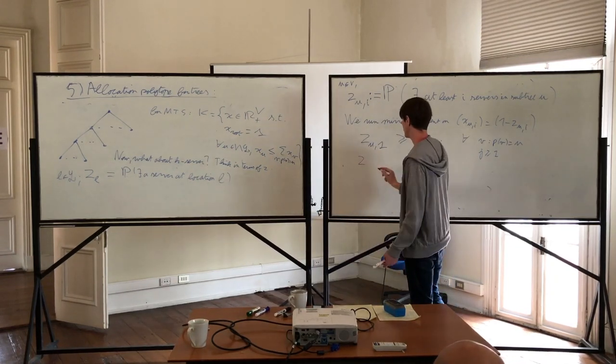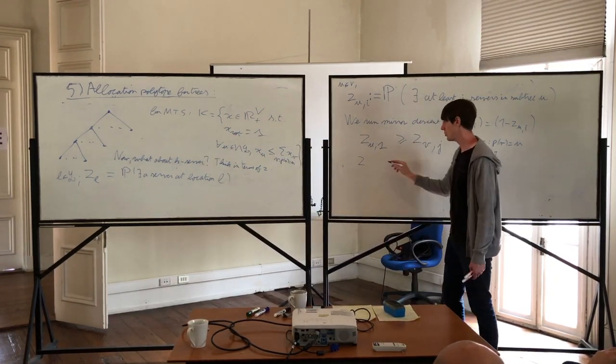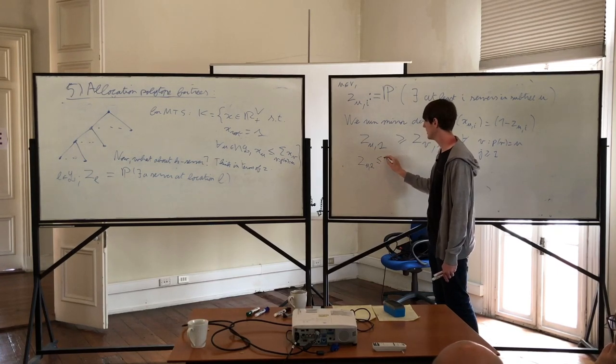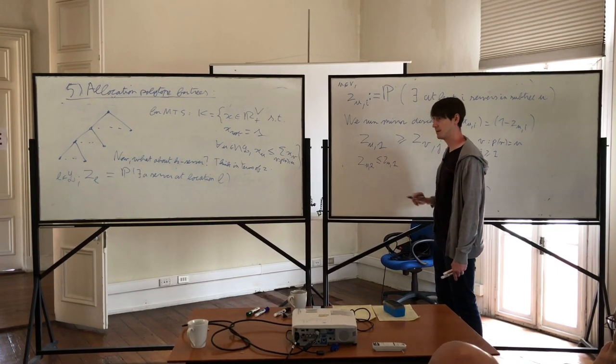But we also know, what about z_{u,2}? You would like to say z_{u,2} is smaller than z_{u,1}.